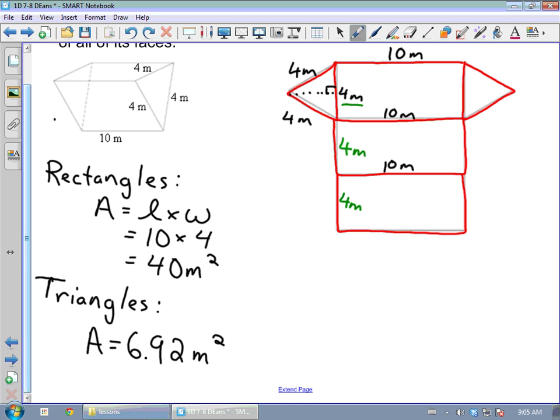Now we need to put all these things together. So I'll just say SA here for surface area. How many rectangles do we have? We've got three rectangles. 1, 2, 3. These are all the same size. So we multiply by 3. How many triangles do we have? We've got one for the base, one for the top. So we need 2 of those. And we've got 6.92.